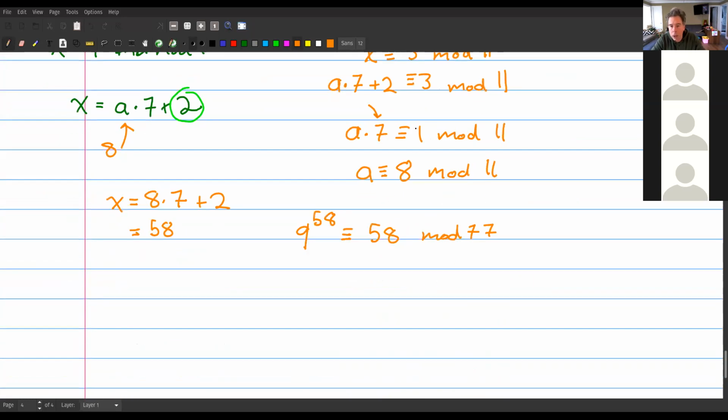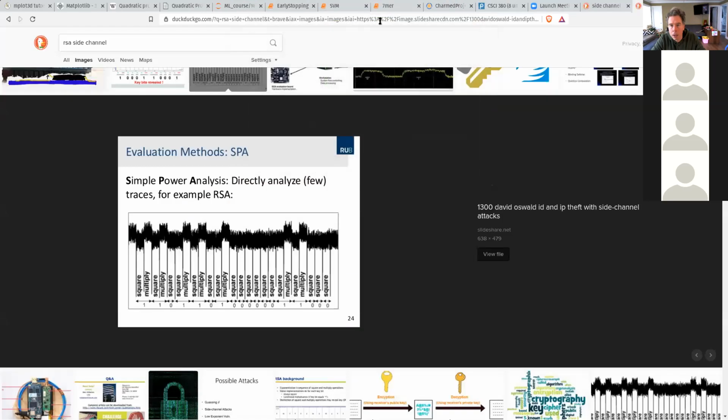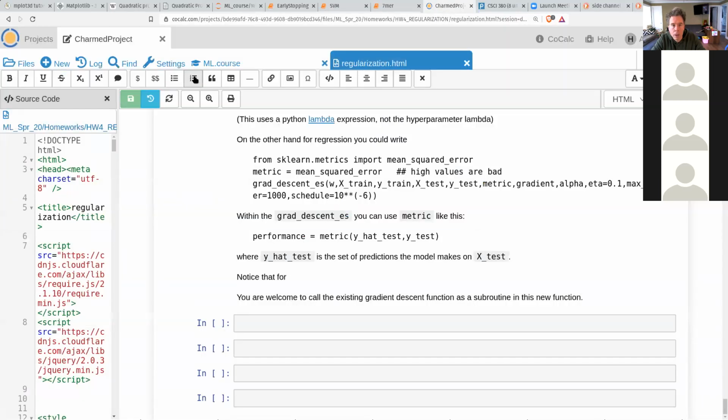Actually, on CoCalc, I gave you my notes from last semester. Last semester, we had more time because we didn't have the coronavirus. So if I can come back here and open this tab, which is always hard.